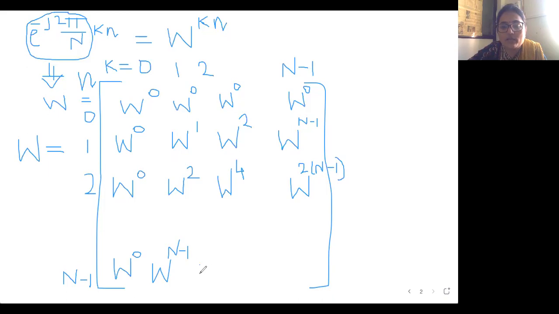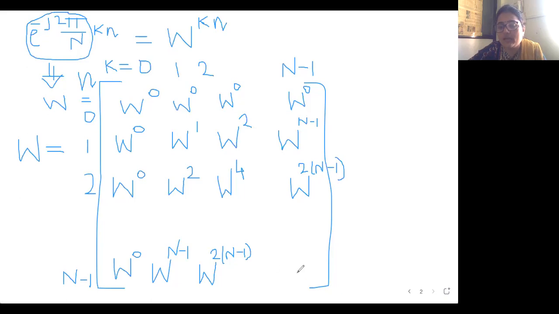What will be the next element? W raised to, now here what is the value of k? It is 2. And what will be the value of n? N is n minus 1. So here I can write it as k multiplied by n, where the value of n is n minus 1.